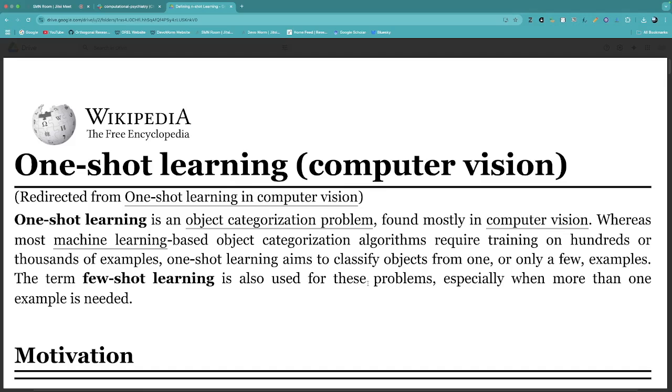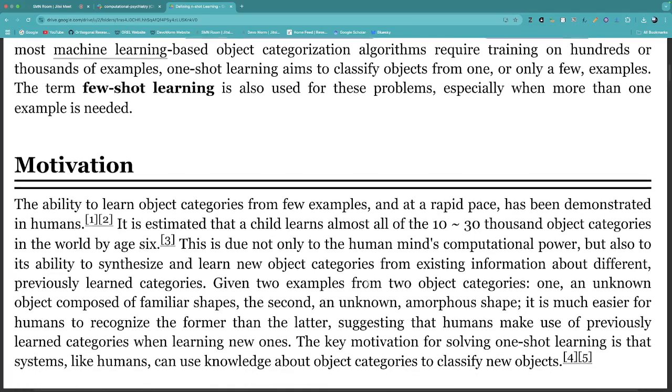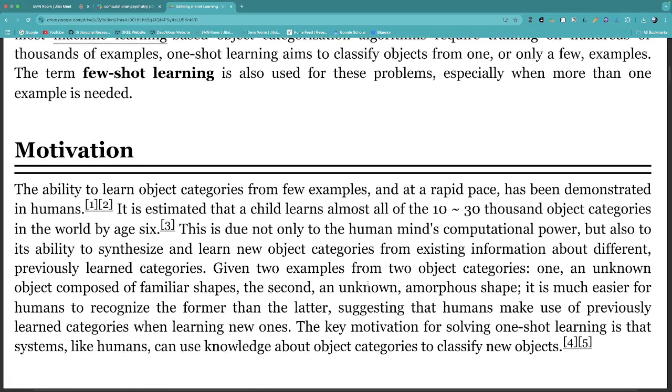The term few-shot learning is also used for these problems, especially when more than one example is needed. The ability to learn object categories from a few examples at a rapid pace has been demonstrated in humans. And so this is something that we see in development. A child learns almost all of the 10 to 30,000 object categories in the world by age 6. So in development, you acquire the semantic space and you acquire these labels for things.